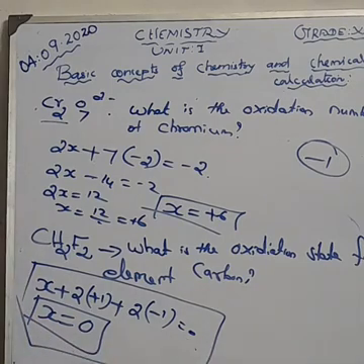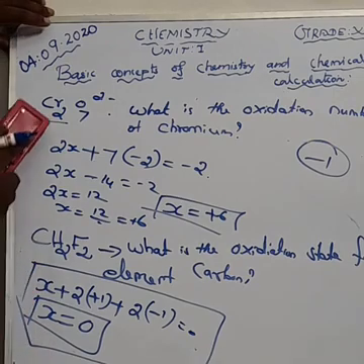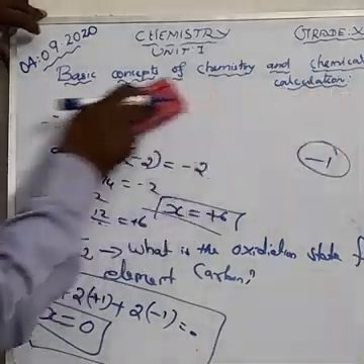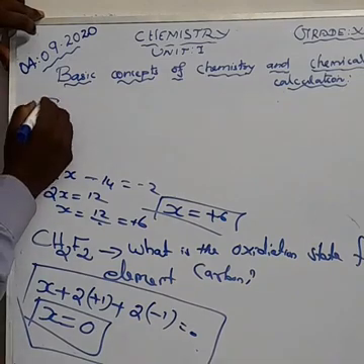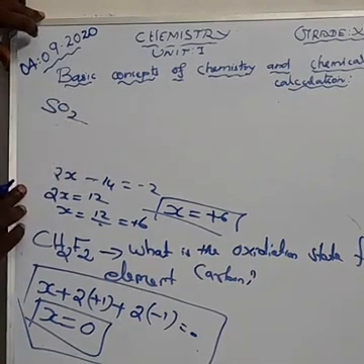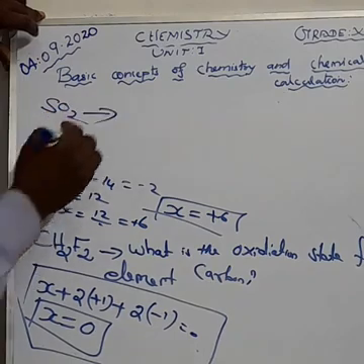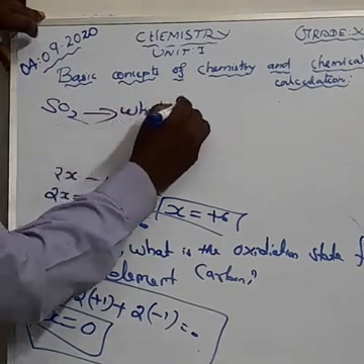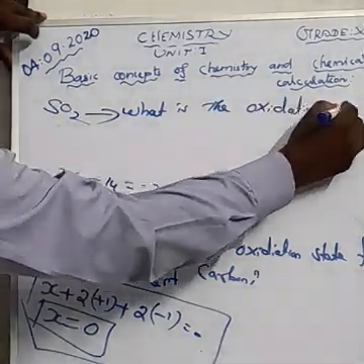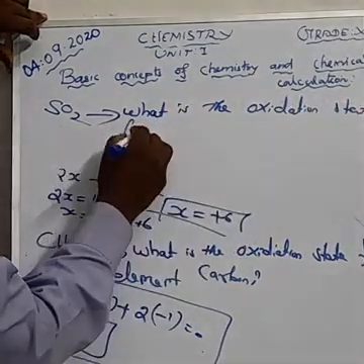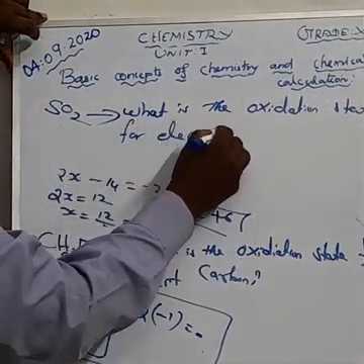Next one. This is also a very important question. What is the oxidation state for sulfur dioxide? Sulfur dioxide, element sulfur. The sulfur dioxide formula is SO2. What is the oxidation state for element sulfur?